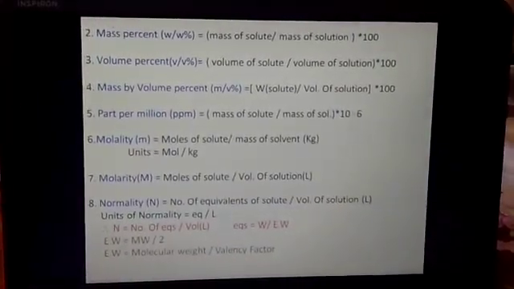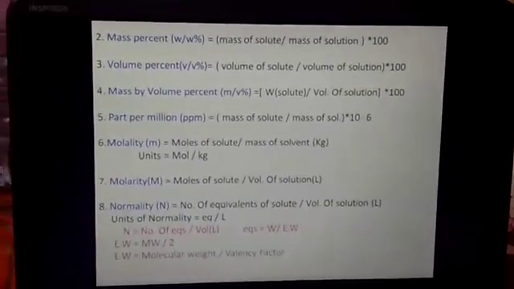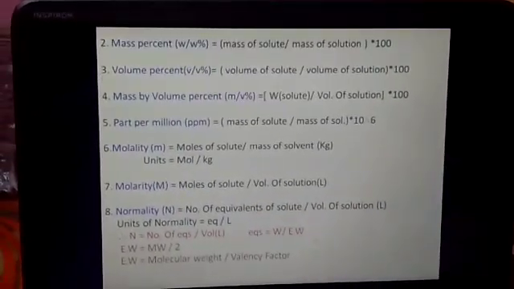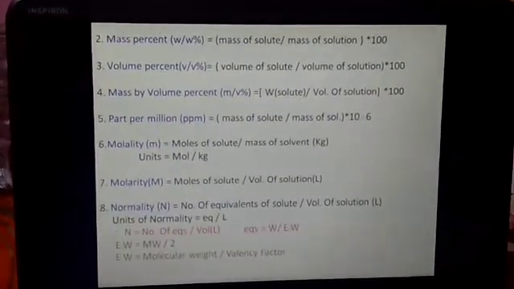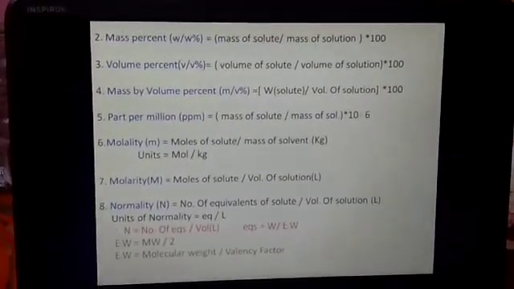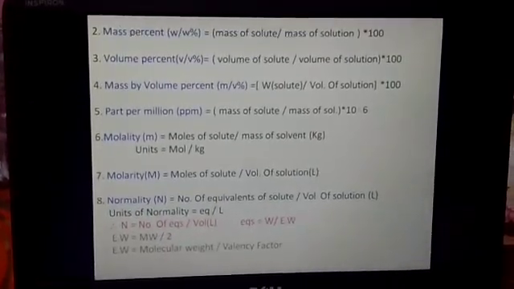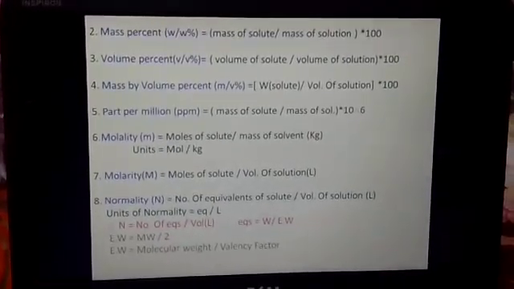Similarly, if V1 ml of molarity M1 is diluted to volume V2 ml, and the molarity of the diluted solution is M2, then we have M1 into V1 is equal to M2 into V2, and this is called the molarity equation.